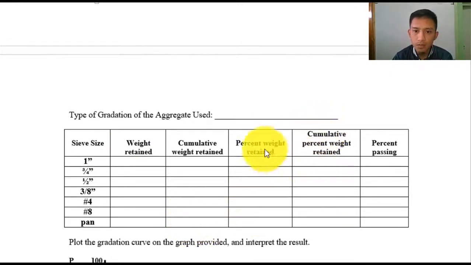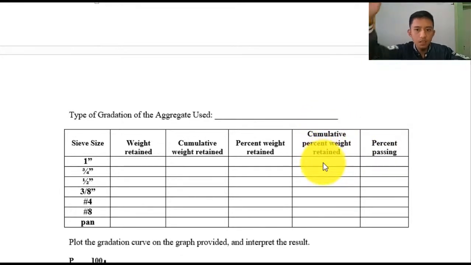And then cumulative, the same, just like how you get your cumulative weight, but however, we are just putting it on percentage. And then the percent passing. How to get that one is, okay, 100 minus cumulative retained. Okay, that is the percent passing. Again, the cumulative retained means that is to be retained from this level on top.